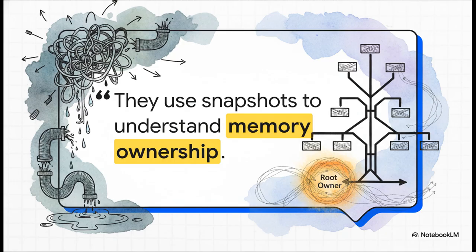See, the old way of thinking treats a snapshot like a metal detector, sweeping back and forth, hoping to hear a beep and find a hidden leak. But the expert way? They don't use snapshots to find leaks at all. They use them to understand memory ownership. That one tiny distinction changes absolutely everything. You stop being a treasure hunter digging around for large objects, and you become a detective tracing lines of accountability.